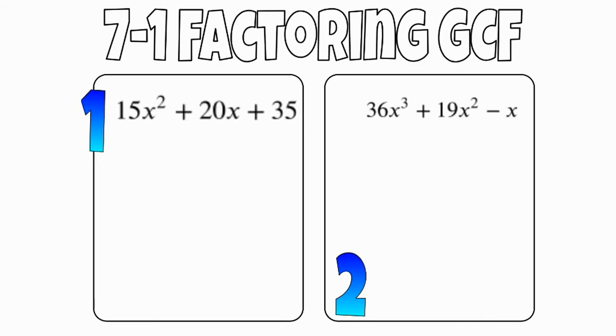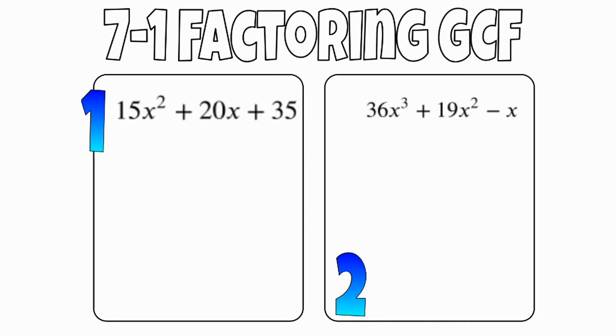So let's look here. We have 15x squared plus 20x plus 35. What we're going to be looking for here, notice that I have a variable in only two terms. One term, two terms. I don't have an x in this term. So I can't factor out an x, but I can find a number that can go into 15, 20, and 35. The largest number that could go into all of those is going to be a 5. So essentially, I'm going to undistribute or pull out a 5.